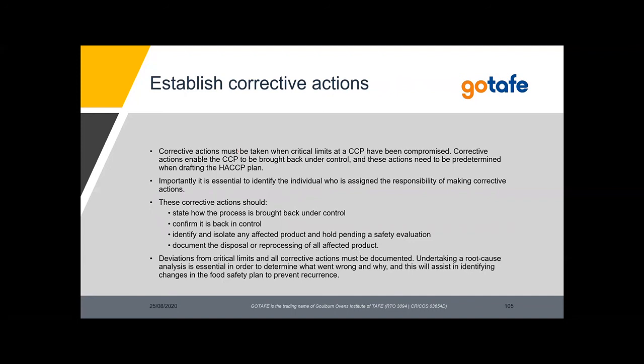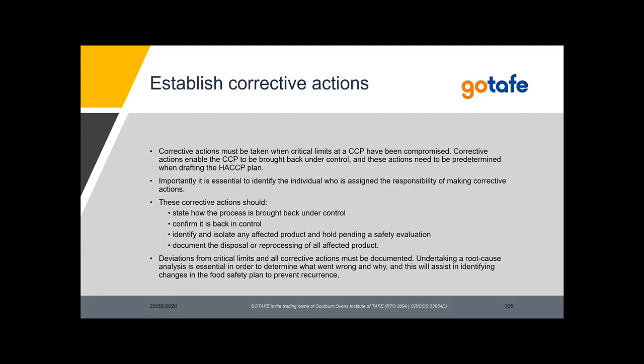And if something has gone wrong, we have to put the corrective actions in place. The corrective actions could sometimes be automatic, and sometimes you have to do that manually. So corrective actions must be taken when the critical limits at the CCP have been compromised. Corrective actions enable the CCP to be brought back under control. That is the most important thing. And these actions need to be presented when drafting the HACCP plan.